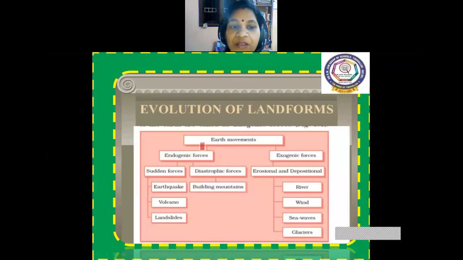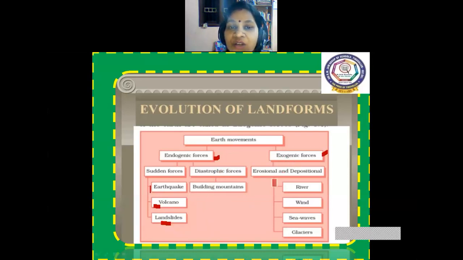See, the evolution of landforms. What will happen if the earth moves? This is endogenic and this is exogenic. Endogenic forces are sudden forces: earthquakes, volcanoes, landslides, and diastrophic forces, which build mountains.